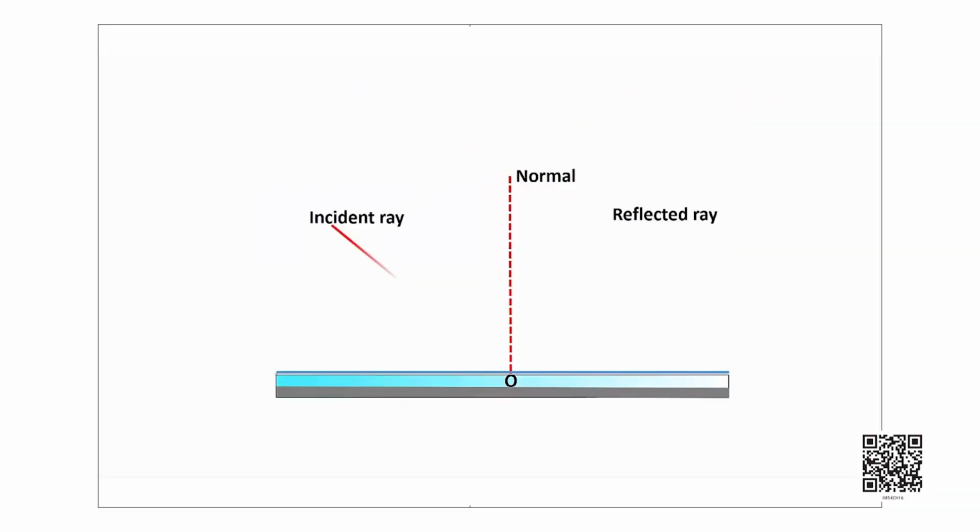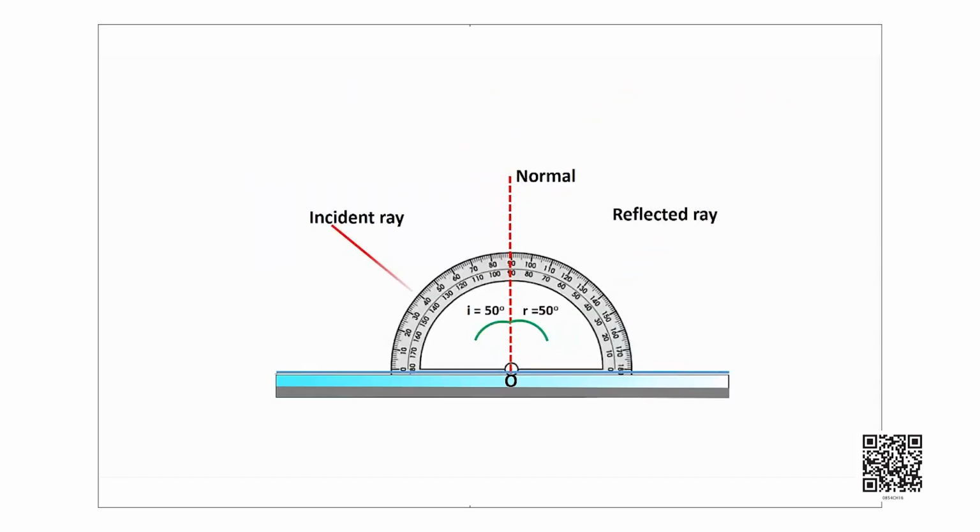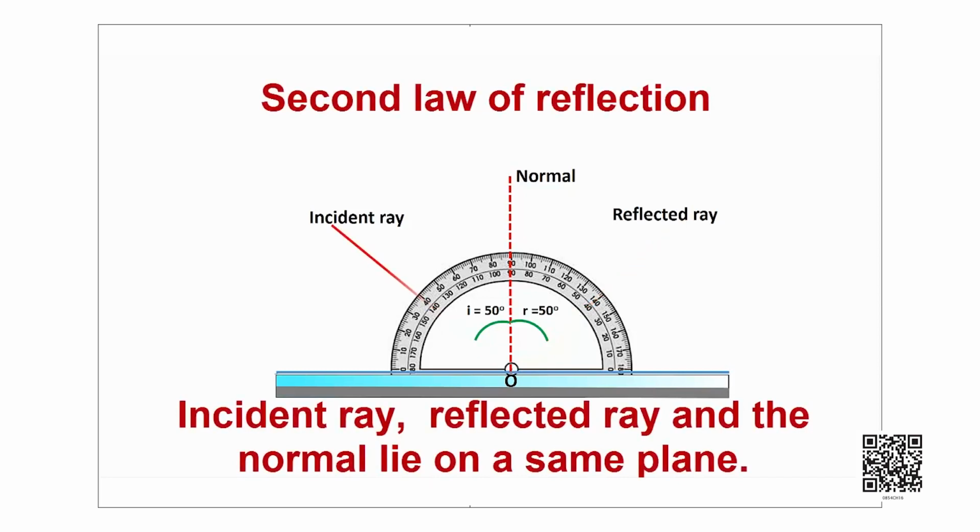Now observe the incident ray, reflected ray and normal. All these three lines lie on the same plane.